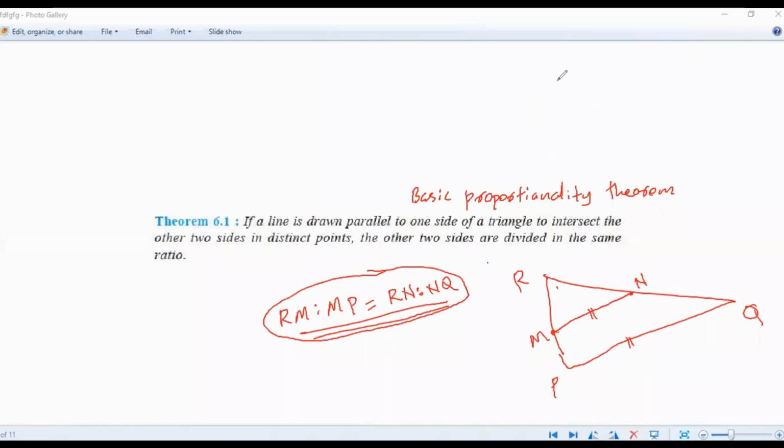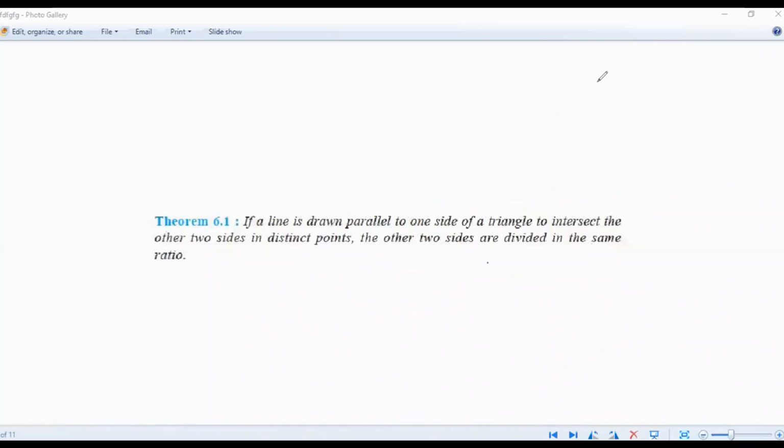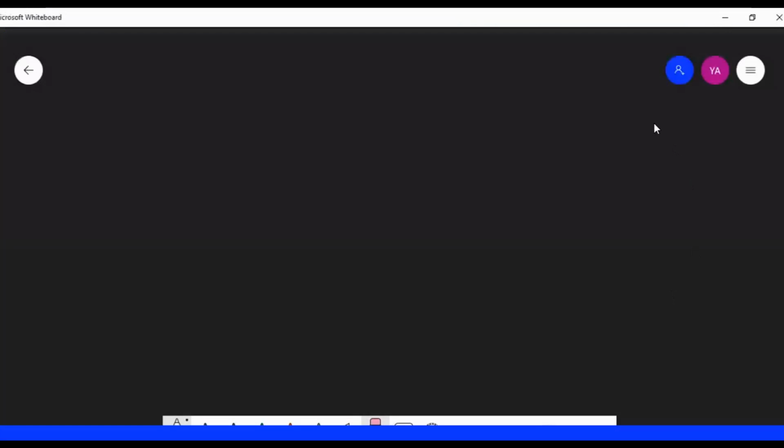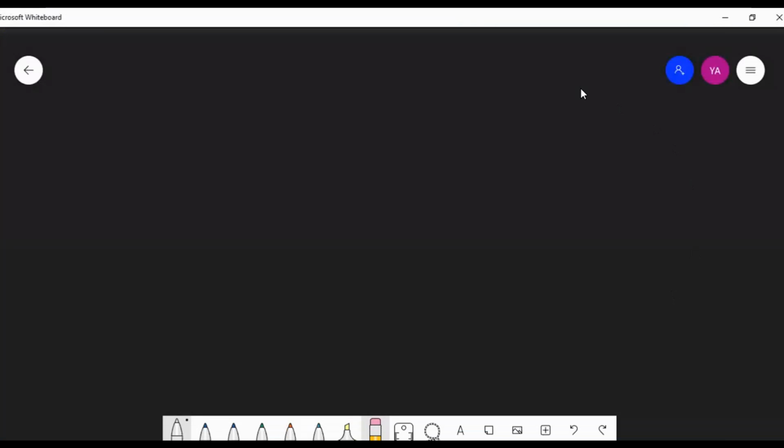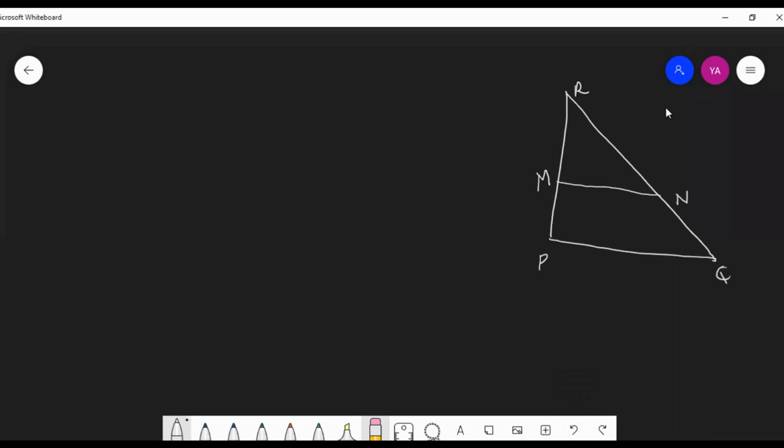If a line is drawn parallel to one side of a triangle, that line divides the other two sides in the same ratio. So I shall draw a triangle here. Suppose the name is PQR, and I draw a line parallel to PQ, like this. Suppose MN. MN is drawn parallel to PQ. We want to prove this theorem. So first we considered a triangle named PQR. Then we drew a line parallel to one of the sides of triangle PQR, that is MN parallel to PQ. We drew one line segment.